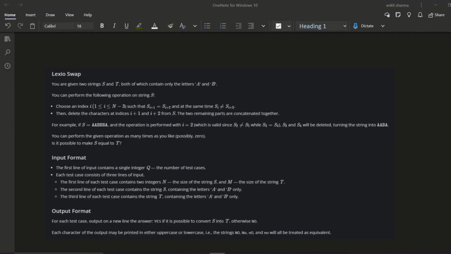We are solving the problem Lexico Swap. In this problem, we are given two strings S and T, both of which contain only the letters A and B. And we can perform the following operation on string S.